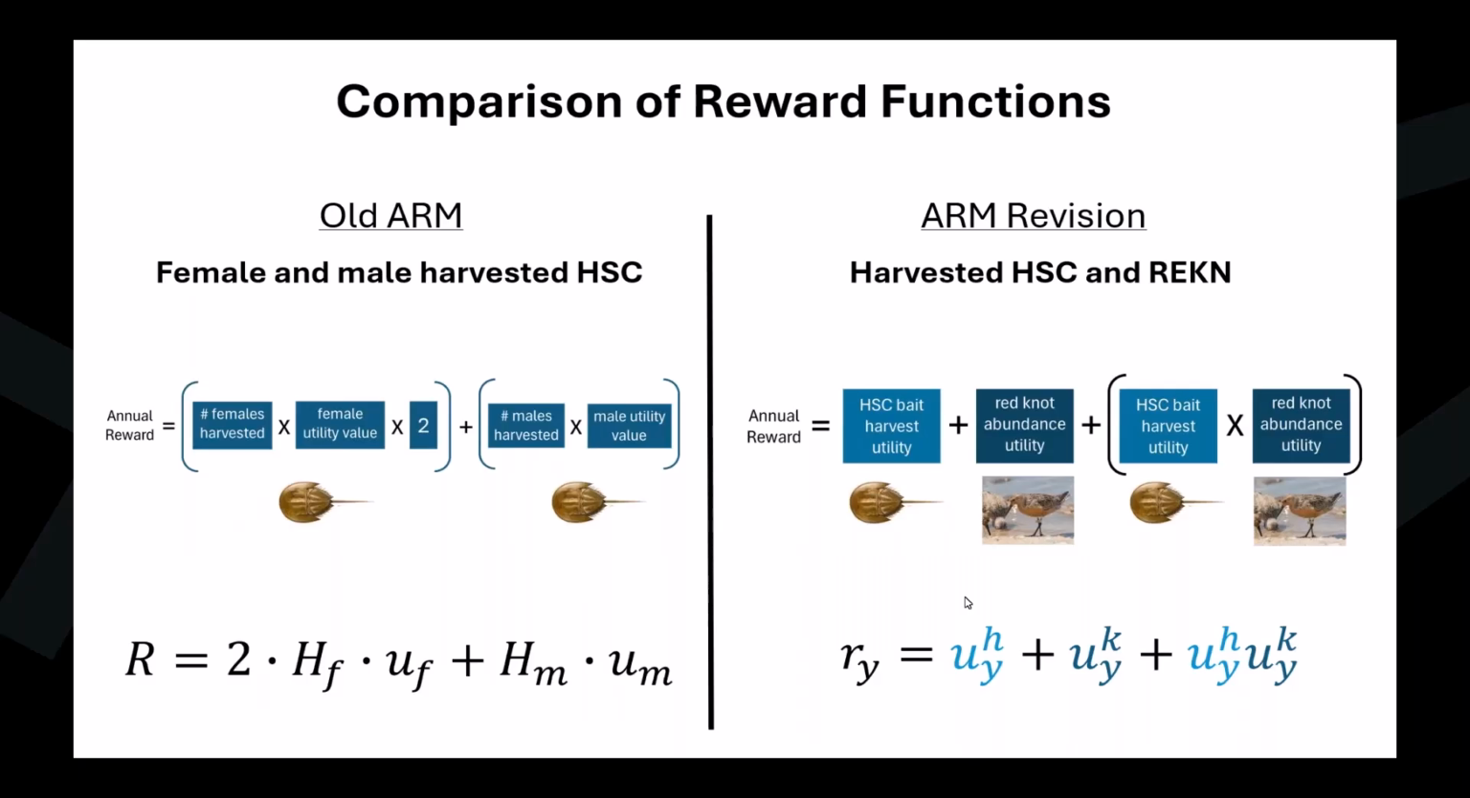Whereas in the revised arm, we only have utilities in the reward function, and the red knot utility appears directly in the reward function. We also have this sort of bonus term where the 2 utilities are multiplied together to kind of boost the reward when we have non-zero utilities for both crabs and red knots.